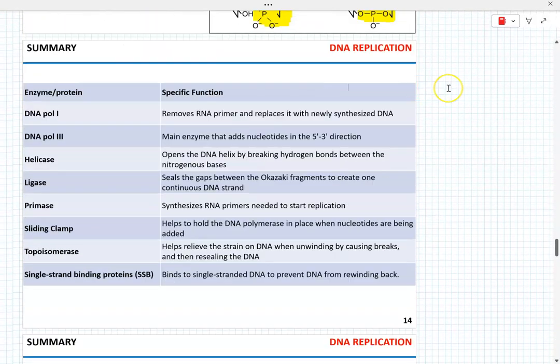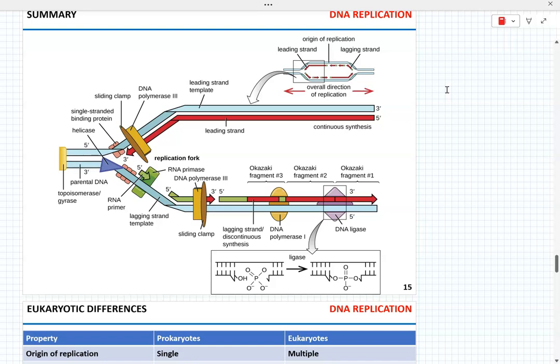So this is the summary of the functions. The enzymes critical for DNA replication, you must know them. And this is the graphic summary, which shows you the synthesis of the leading and the lagging strand, and highlights the roles of individual enzymes such as topoisomerase, helicase, DNA polymerase 3 and 1, ligase, sliding clamps, single-stranded binding proteins.